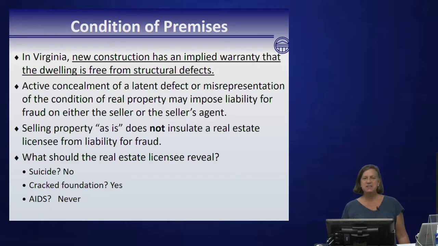All right, so there are some things that a licensee, a real estate agent, should reveal and some that they should not. In Virginia, should you reveal that a suicide has taken place on the premises? The answer is no, not without the permission of the seller. How about you know that the foundation is cracked? Absolutely yes. How about this, a wet basement? Yes. How about the seller has AIDS or HIV, or a previous owner or previous occupant? And the answer is never.